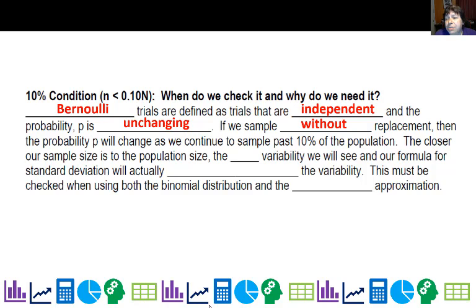And the closer our sample size is to the population size, believe it or not, the less variability we're going to get. It's harder to change an average when you have 20 grades in than if you have 4. So the more that we have, the less variability we're going to have. All right. So the standard deviation that we get from that formula, square root of n times p times 1 minus p, is actually going to overestimate the variability. So this must be checked when using both the binomial distribution and the normal distribution.